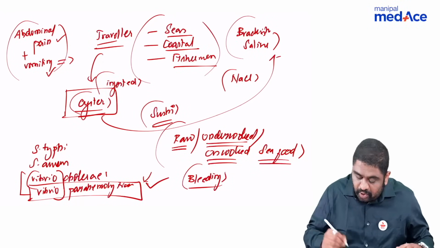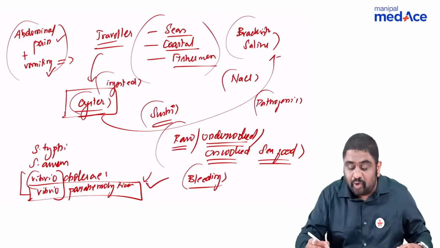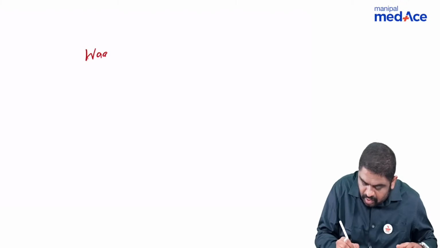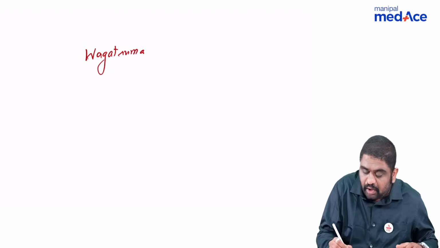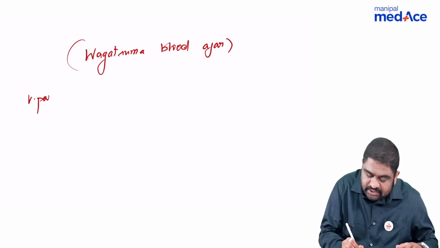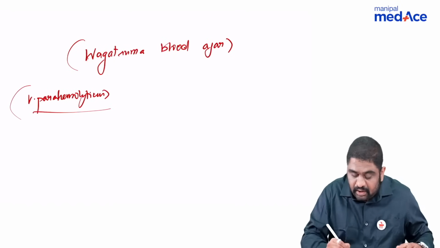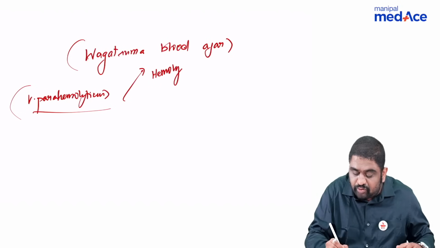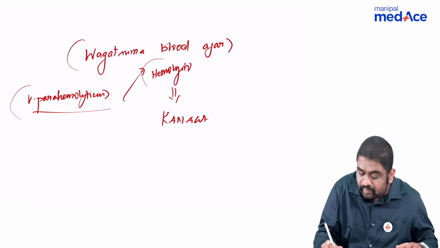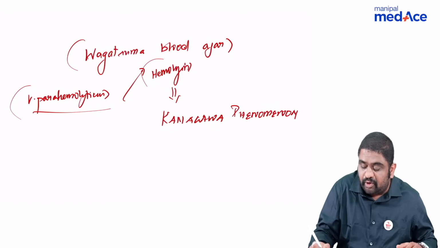Apart from that, if you want to understand the pathogenic focus of Vibrio parahemolyticus, you try to grow the organism on Wagatsuma blood agar. If the Vibrio parahemolyticus is pathogenic and highly virulent, it is capable of causing hemolysis of Wagatsuma blood agar, which is referred to as the Kanagawa phenomenon.